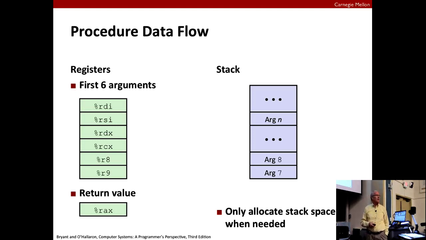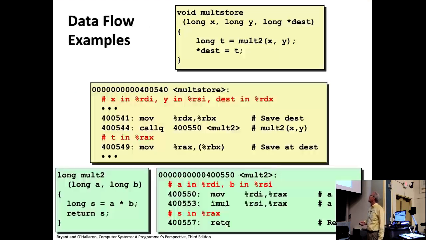Back in the bad old days of IA32, by the way, all the arguments got passed on the stack. But now, for the most part, you pass arguments in the registers. And the reason for that is register access is way faster than memory access.